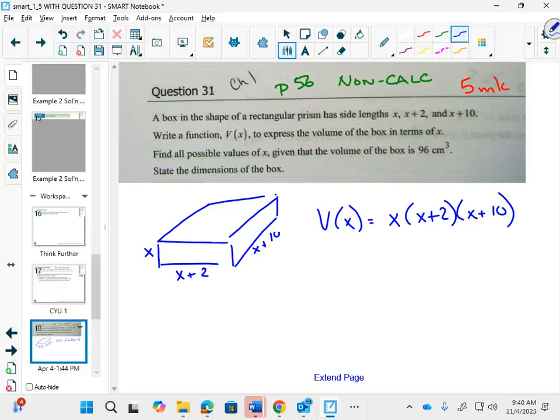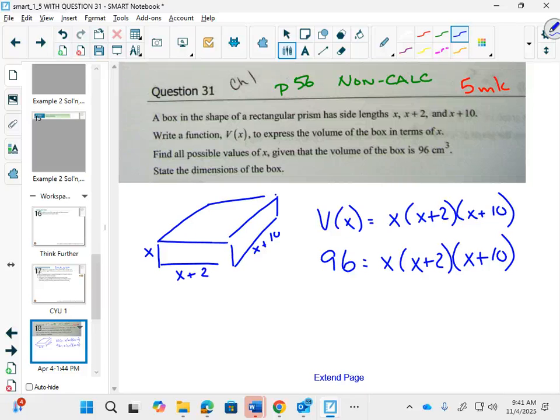Then it said, find all possible values of x, given that the volume of the box is 96 centimeters cubed. So if we know the volume, this would be 96 equals x, x plus 2, and x plus 10. And now we had to solve for x.